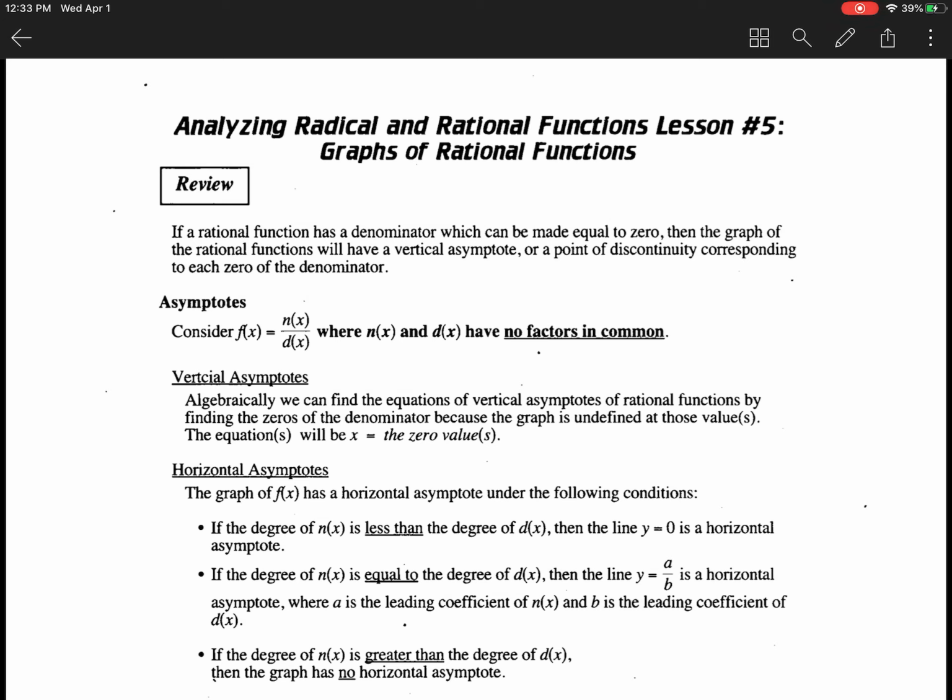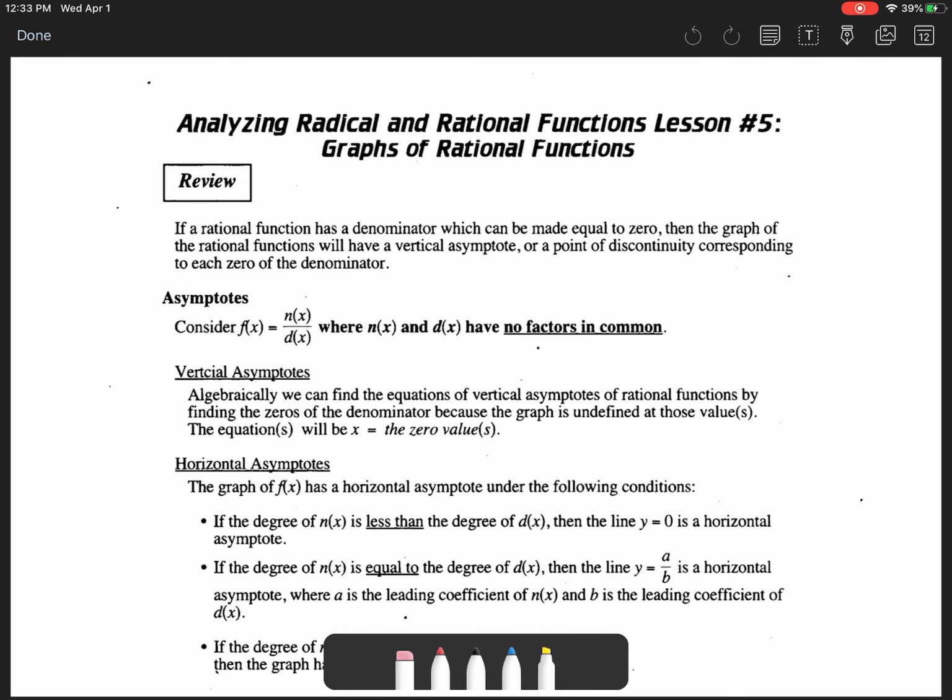Okay, so just to start, under the review, it says if a rational function has a denominator which can be made to equal 0, then the graph will have a vertical asymptote or a point of discontinuity at each 0 of the denominator, which means when you factor the denominator, each factor will basically form some sort of discontinuity on the graph. So again, like I said, here's the first type, asymptotes.